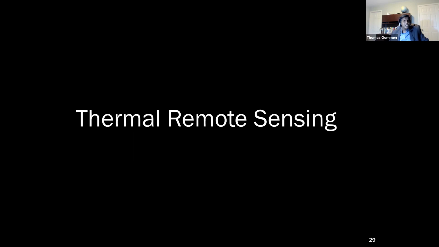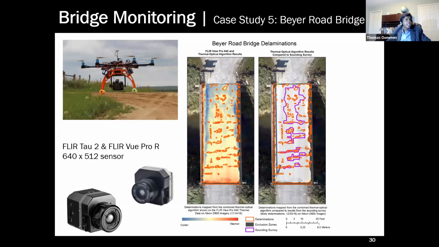Let me also quickly show you an example of the thermal remote sensing, and I'll be happy to take some questions that you have. So here, in this case, we are using thermal sensors. These are readily available sensors from FLIR. There are several versions of this. In this case, we used FLIR Vue Pro and FLIR Tau 2. There are more recent FLIR versions like FLIR Duo Pro, which can actually allow you to collect both the thermal and optical data.